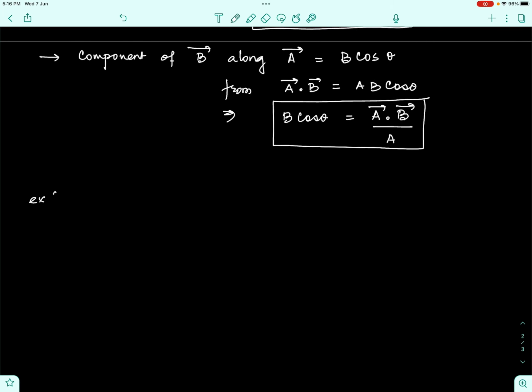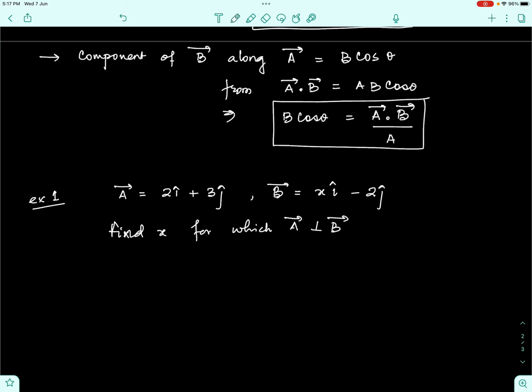We can look at a few examples based upon these three applications that we have just now discussed. First example could be, let's say vector A is given as 2i cap plus 3j cap, and vector B is given as xi cap minus 2j cap. And the question is, find x for which vector A is perpendicular to vector B.